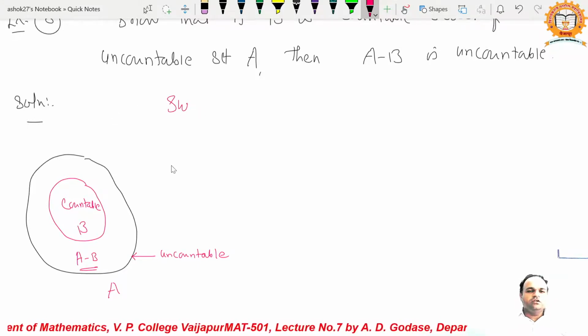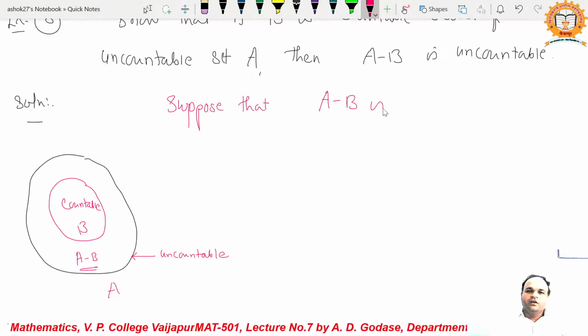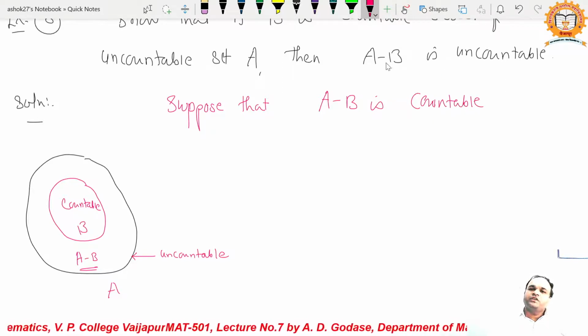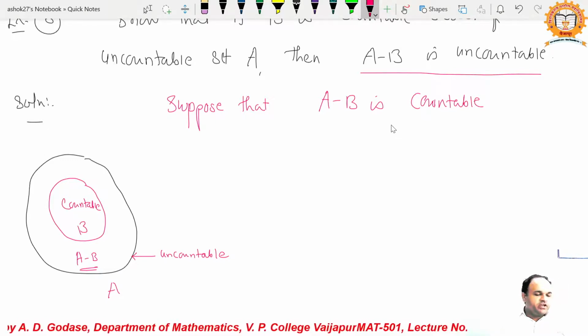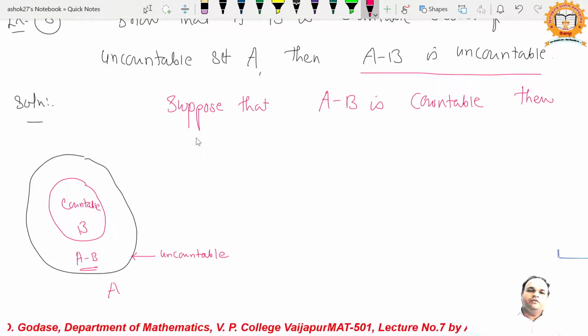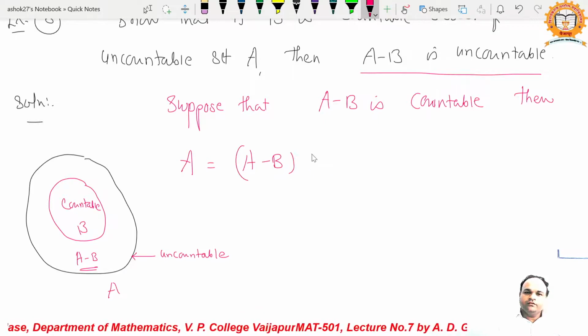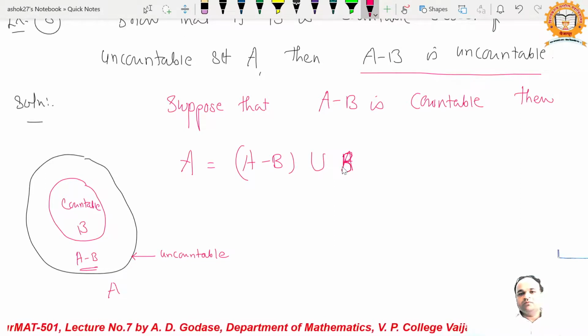So here, on the contrary, let us assume that capital A minus B is countable. We have to prove A minus B is uncountable, so because of that wrong assumption, we will get something wrong. So then what do we have? I can write capital A equal to A minus B union, sorry, it should be capital B, A minus B union B.